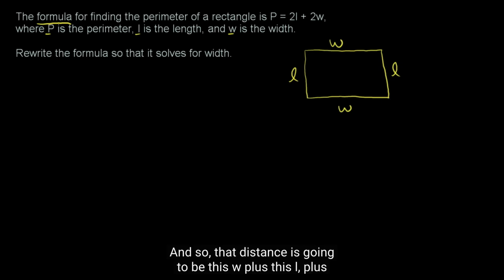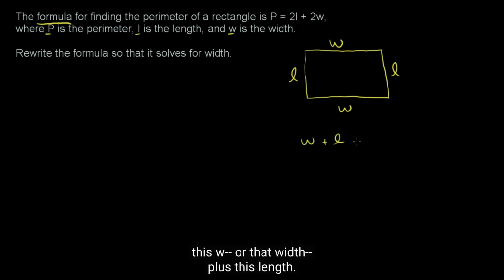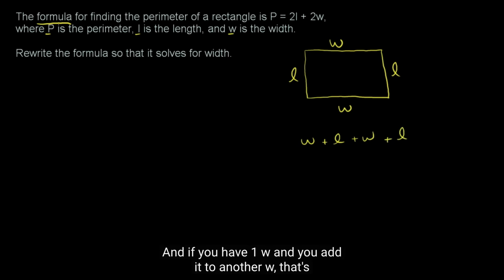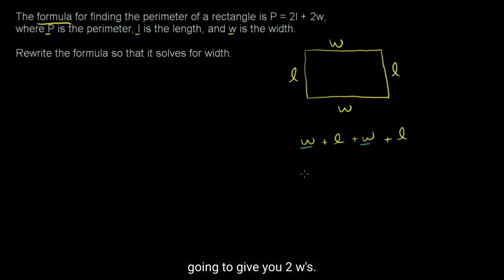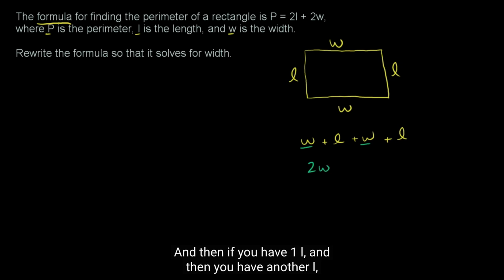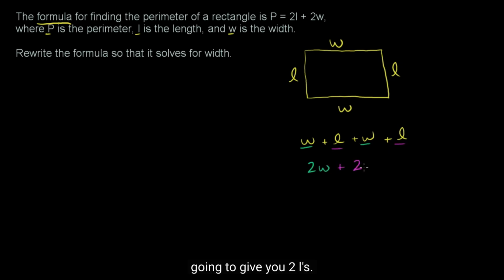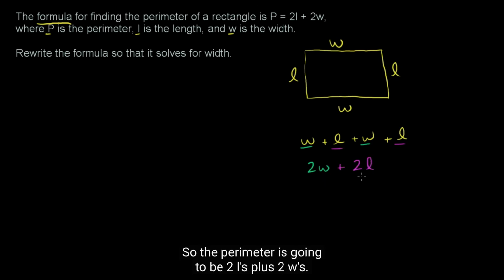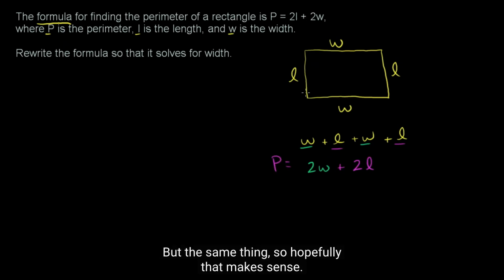So that distance is going to be this W plus this L plus this W plus this L. If you have one W and you add it to another W, that's going to give you two W's. And if you have one L and another L, adding them together gives you two L's. So the perimeter is going to be two L's plus two W's. They just wrote it in a different order than the way I wrote it, but it's the same thing. So hopefully that makes sense.